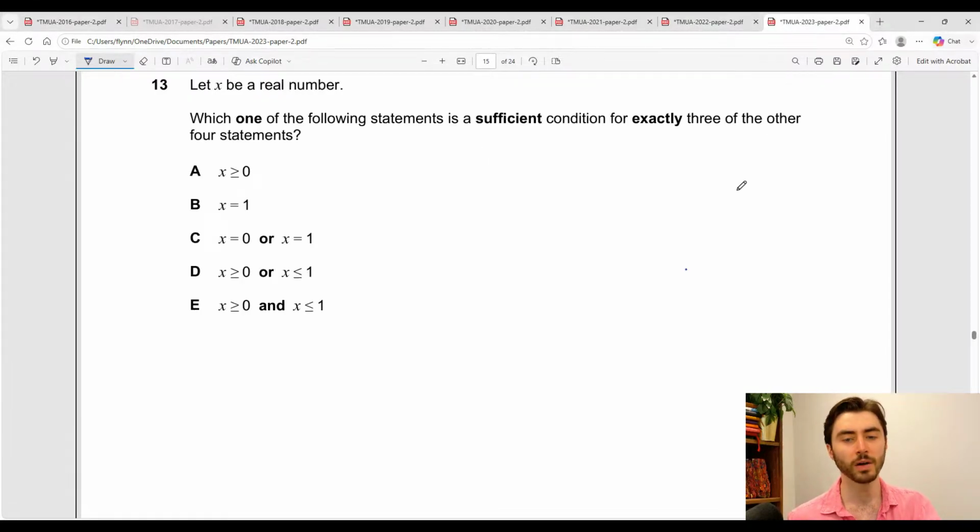2023. Okay, so let's try this. This is going to be a bit more tricky because it's going to be for exactly 3 rather than all of them. And again, this is actually going to be more similar to the previous one. So sufficient. So which ones of these would satisfy the others as well? Is a sufficient condition for exactly 3 of the 4 statements. So sufficient.